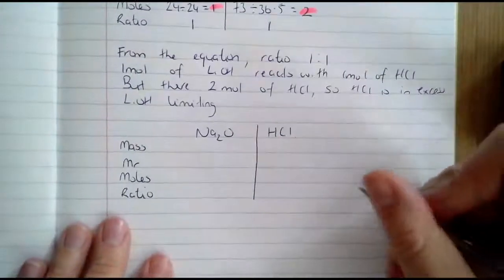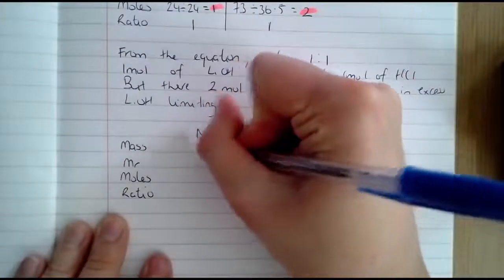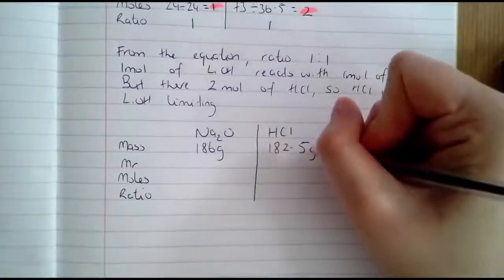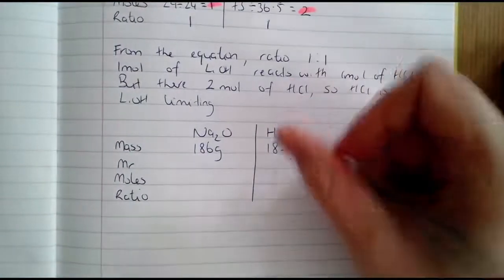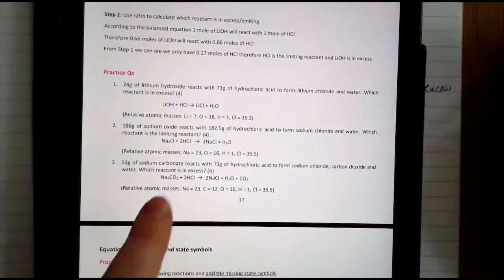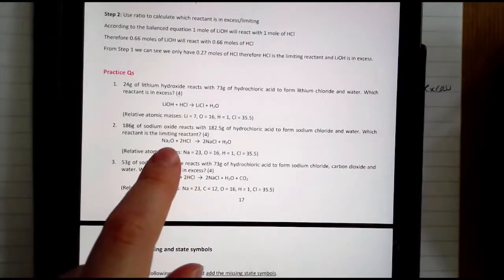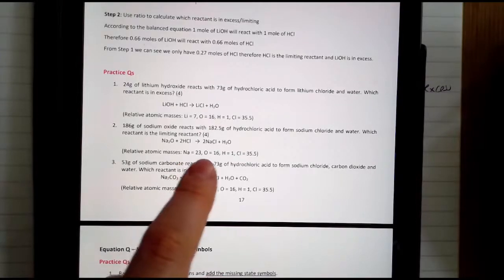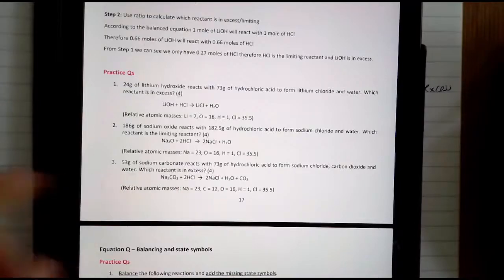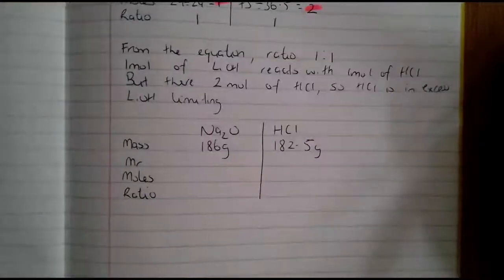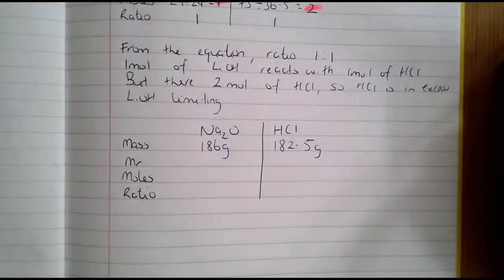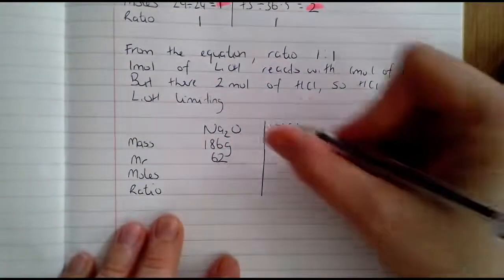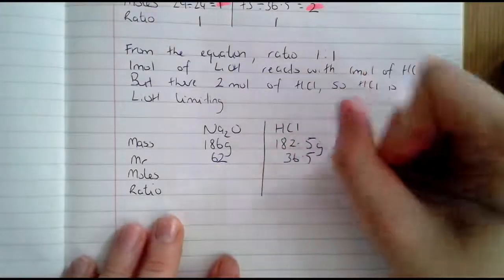I'm told in the question the mass of sodium oxide is 186 grams. I'm told hydrochloric acid is 182.5 grams. I'm given my relative formula mass, so I've got Na2O, 2 sodiums, it's going to be 23 plus 23 is 46. Add on an oxygen means I'm adding on a 16, and 46 plus 16 is 62. The formula mass of HCl I've already calculated is 36.5.